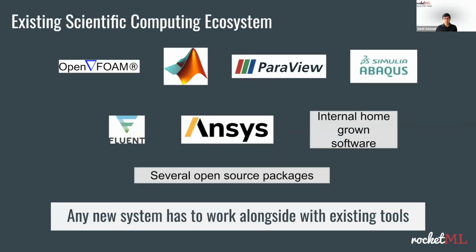Challenge 3 is deployability. So fine, we've understood what the networks are, what the complexity is, we've built a model, then what? There is an entire existing scientific computing ecosystem built over several decades. We have OpenFOAM, MATLAB, ParaView, ANSYS, a lot of internal homegrown software, a whole bunch of open source coming up, including NVIDIA Modulus, and a lot more will happen in the future. Any new system we build has to work alongside these existing tools. It can't be standalone.